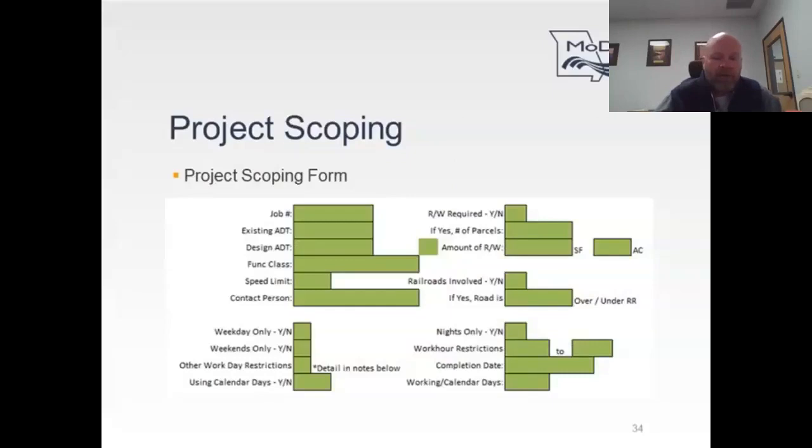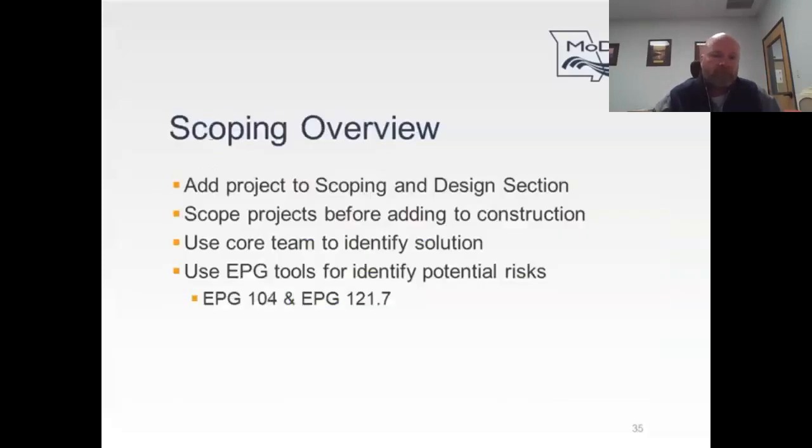One, what type of environmental document is going to be required for that project? And then also, what kind of public involvement would be required for that project? And those all have impacts on your schedule moving forward. So it's important to identify that early in that scoping process before you make a commitment to the public of when it's going to be delivered and also how much it's going to cost.